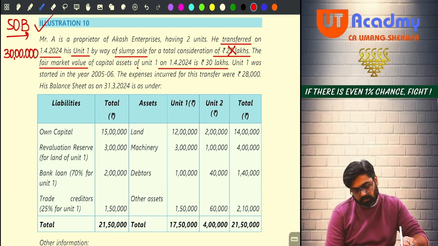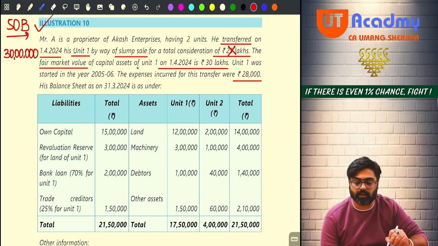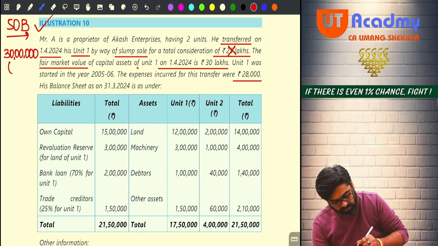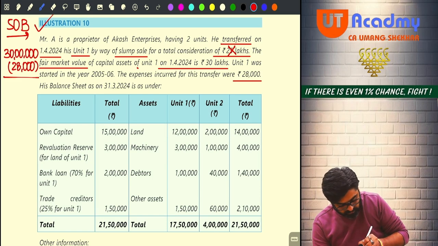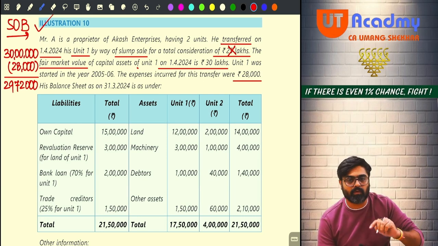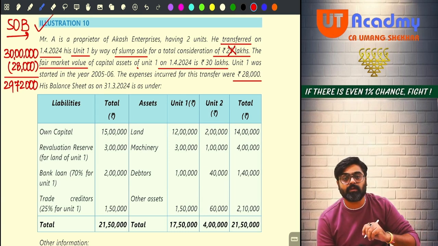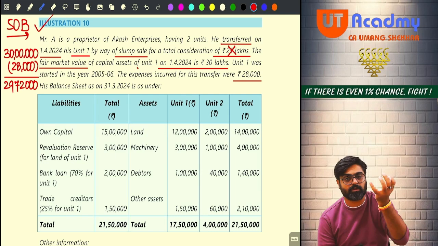From this, he incurred expenses on this transfer, and the amount of expenses incurred was 28,000. So can I say 28,000 is a transfer expense? I will reduce 28,000. So the net consideration which I will be getting will be 29 lakh 72,000. 2972 is the net consideration. Now out of this net consideration, I have to reduce the cost of acquisition. And what will be the cost of acquisition of this unit?